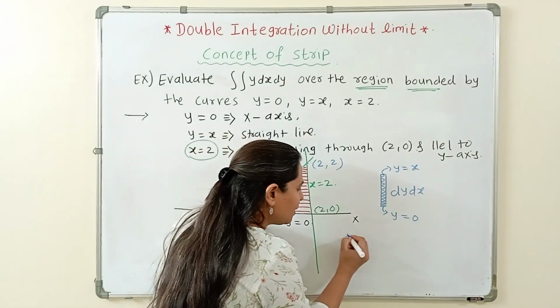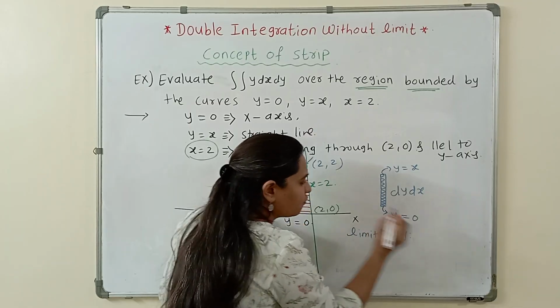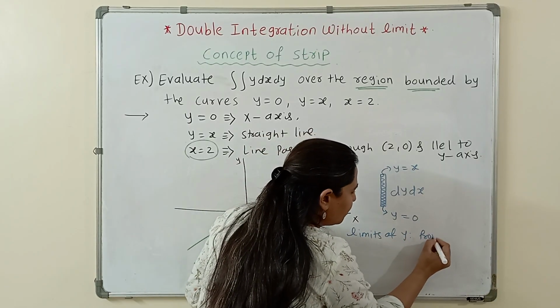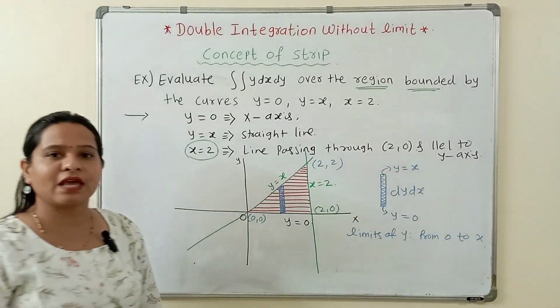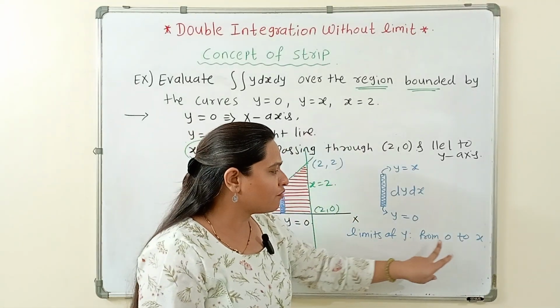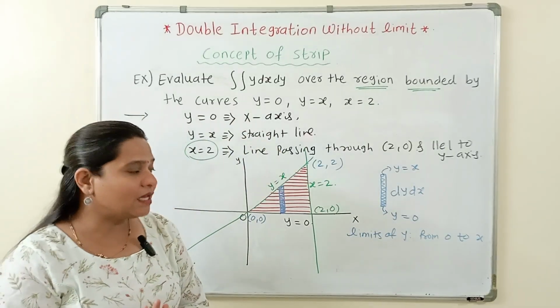तो फिर यहाँ पे हमें क्या मिला, लिमिट्स ऑफ y आर फ्रॉम 0 टू x. ठीक है. चलो y की तो लिमिट मिली, अभी हमें हमारा क्या बचा है कि लिमिट्स ऑफ x.